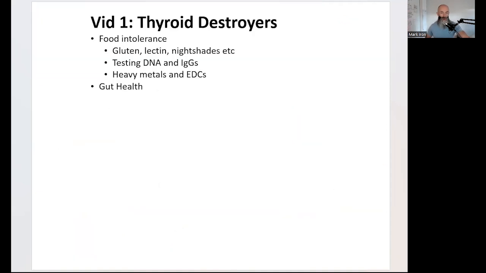So, what we're going to move into now is food intolerance, both DNA and immune intolerances, but also heavy metals, and finally finish on gut health.